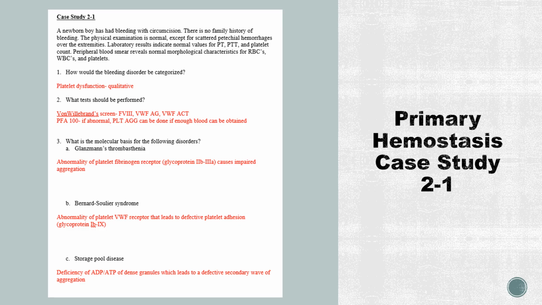The Bernard-Soulier syndrome is an abnormality of platelet von Willebrand receptor. So remember at the subendothelial interface, we've got that von Willebrand's, and we've got that little glycoprotein 1B coming down to hold on to the von Willebrand so that it has a stronger adhesive quality.